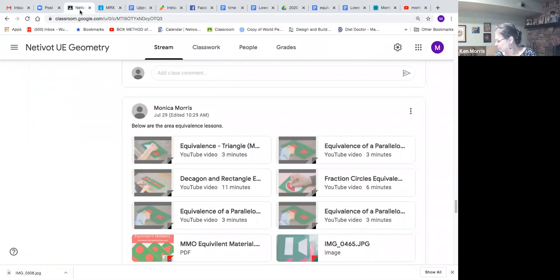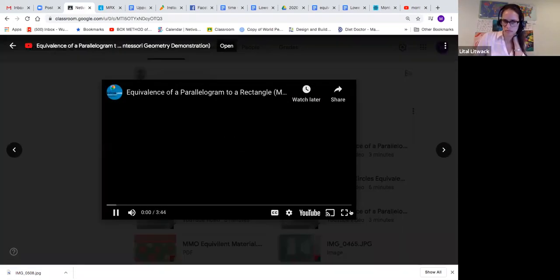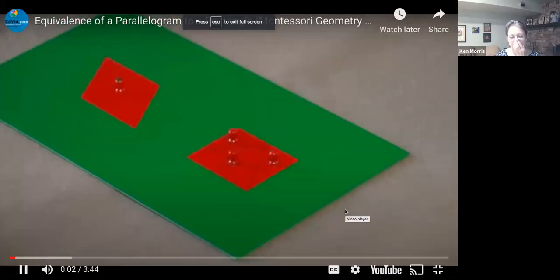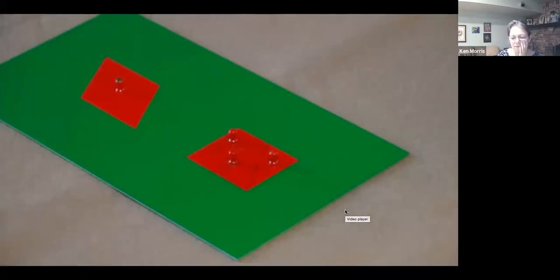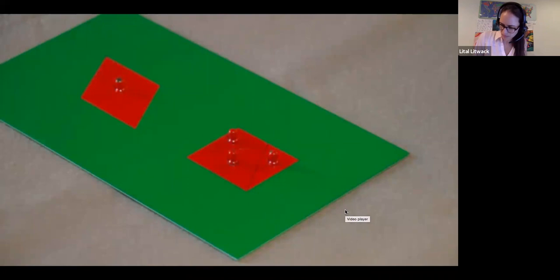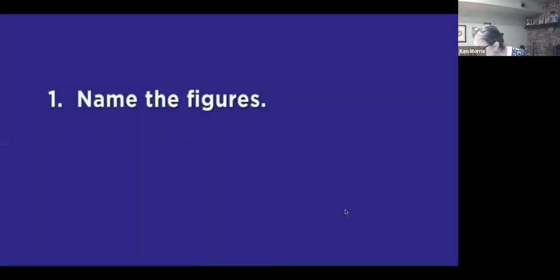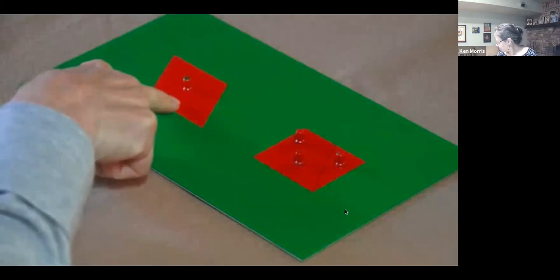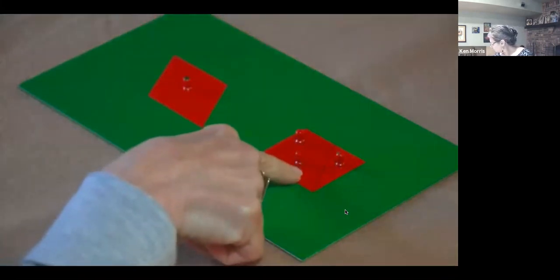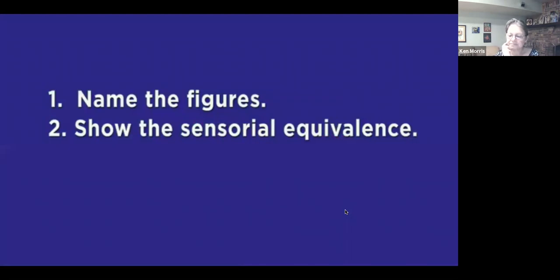And you'll see they're really all the same. So I think once you see a few of the lessons, you'll be able to easily apply it. So let's go to equivalence of a parallelogram. This lesson is showing the equivalence between a parallelogram and a rectangle. And this is inset number 5. Step 1, we'll name the figures. This is a parallelogram. This is a rectangle.